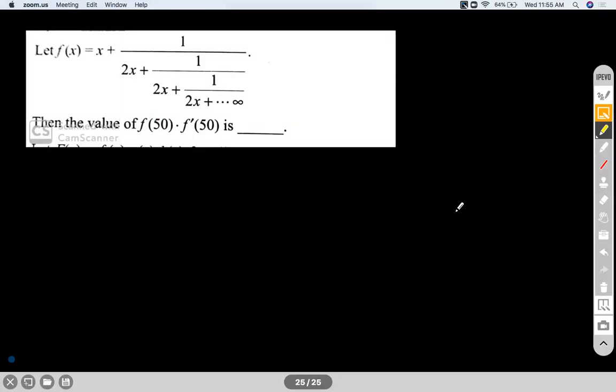After this problem, we'll take a break and then we'll start with KVPY, okay? Yes, sir. And derivative of x power x, you know, after KVPY also, if you're free. KVPY only, I'll tell you, don't worry. Okay, sir.